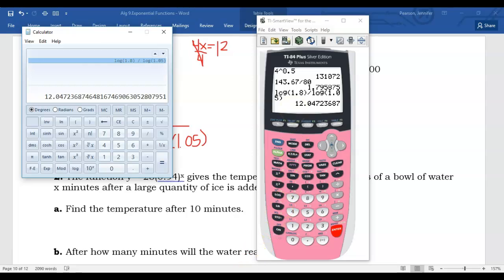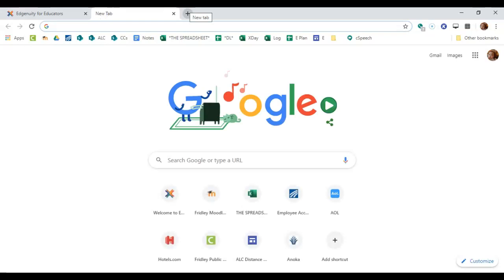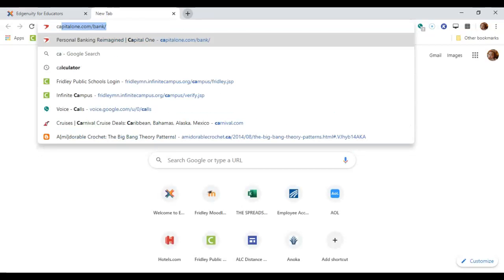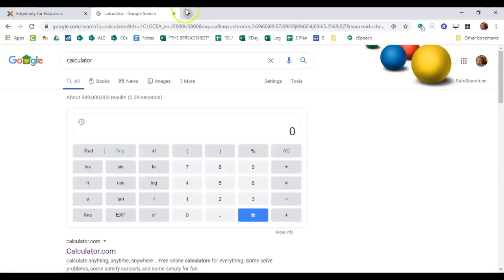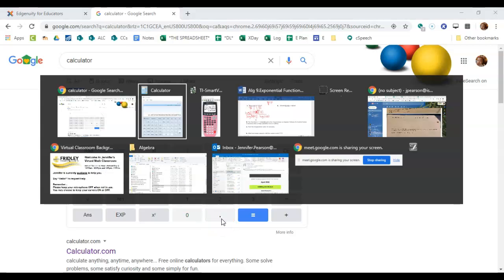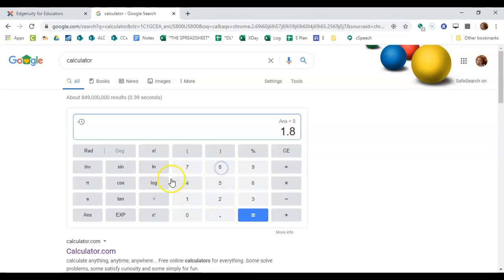I know if you just Google calculator, there's also a log button right here. And I'm not sure if this is a backwards version or a normal version. This is a backwards version too. So you would have to type in the number first, 1.8, and then you would hit log. Oh, I'm wrong. Start over. You would hit log, and then you would type 1.8. And then we would close it, divided by log 1.05. And then we can close it, and when we hit enter, we get that same answer.